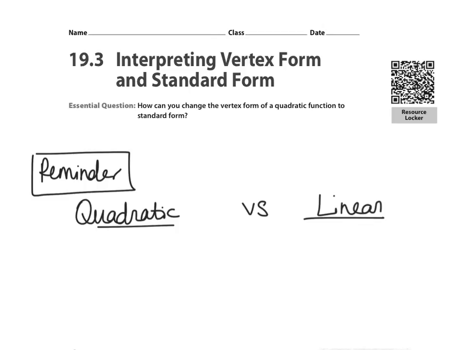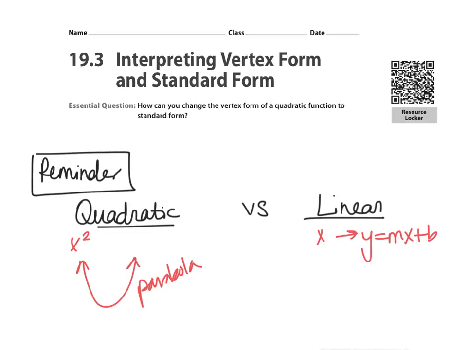All right, just a quick reminder about quadratic versus linear. Quadratic is anything that has x squared in it. It looks like a U shape, which we call a parabola. Linear only has an x or a y in it. So an example of linear would be y equals mx plus b, right? And linear, like it tells you, is going to have a straight line.